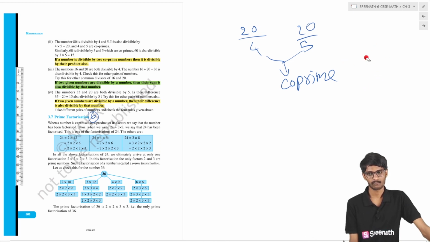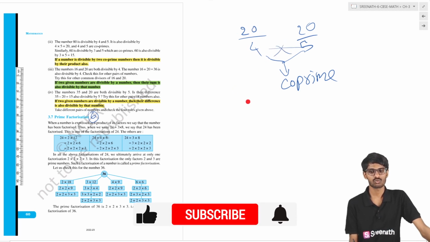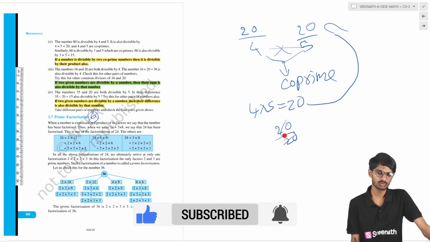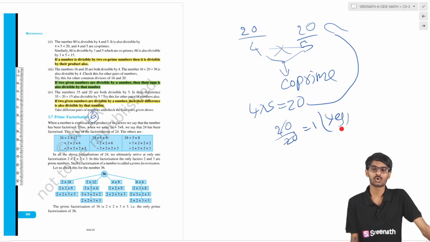Okay students. And next, when two co-primes are divisible by a number, then the product of those co-primes is also divisible by that number. So what is the product of these co-primes? That is 20. So it is also divisible by that number. So 20 divided by 20, we know that is 1. Yes. So if there are two co-primes which are divisible by that number, then the product of those co-primes is also divisible by that number. So that is the second thing.